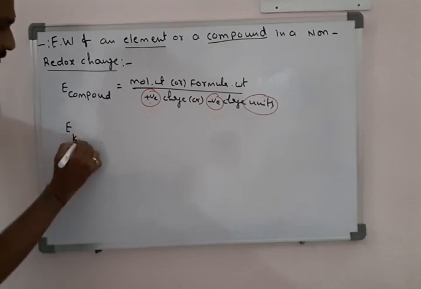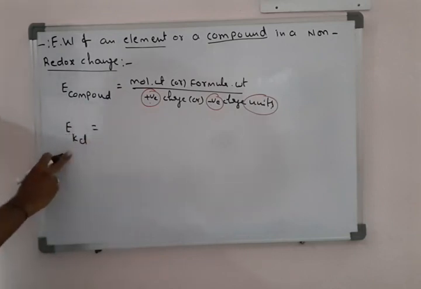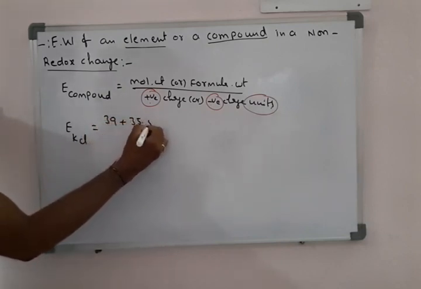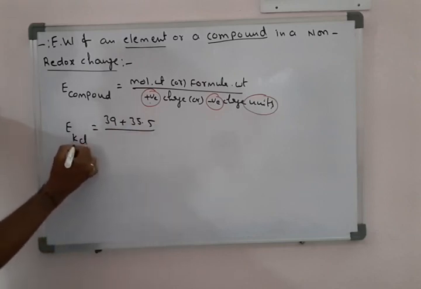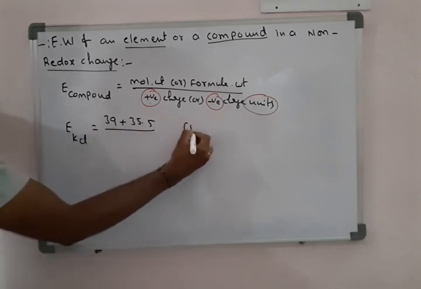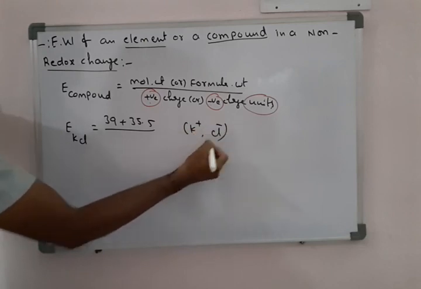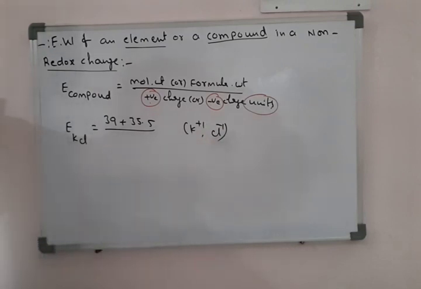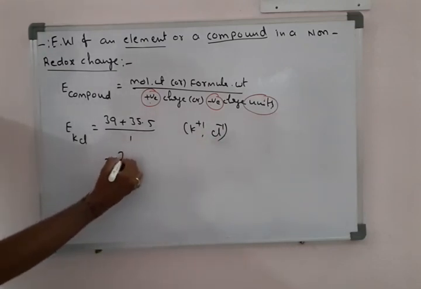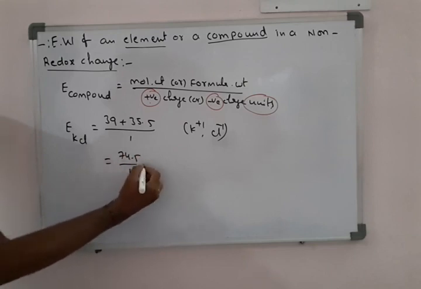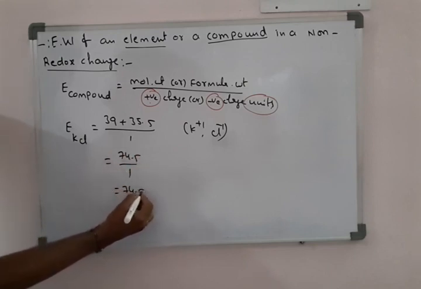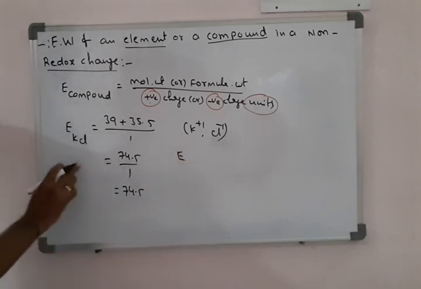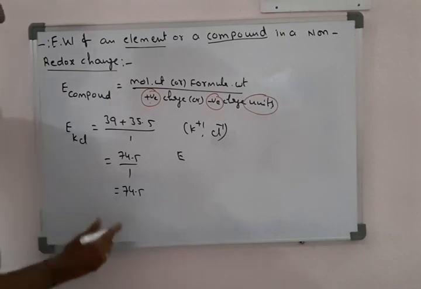For example, potassium chloride. What is the molecular weight of potassium chloride? Potassium is 39. We know the positive charge of K is plus 1 and the negative charge is minus 1. So the total charge is only 1 unit. So the equivalent weight is 74.5. This is the general method to calculate the equivalent weight of compounds.